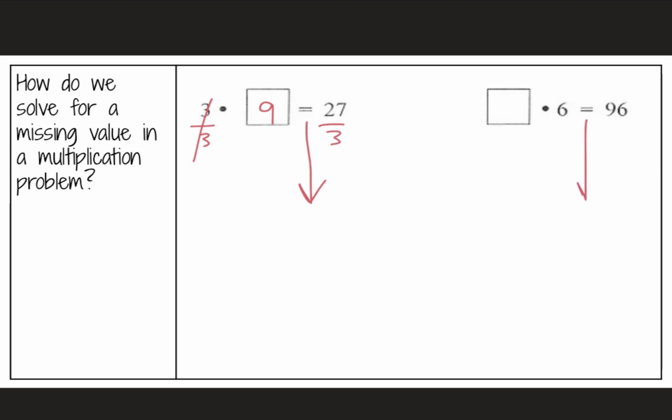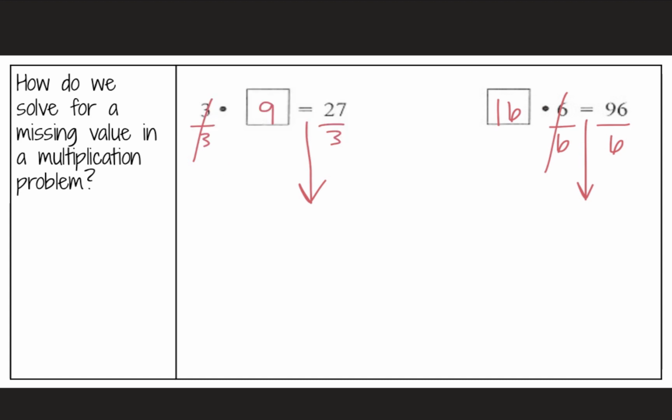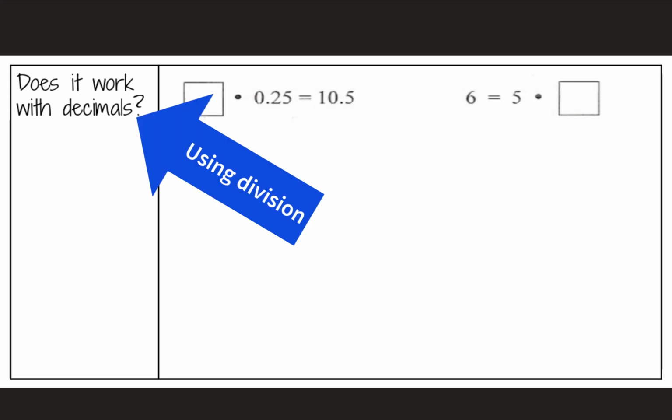How about over here? Something times 6 is 96. How would you figure out what that something is? Well, you would take 96 and divide it by 6. 96 divided by 6, what is that? 16. So how do you solve for a missing value in a multiplication problem? You use the inverse operation, which is division. Now hold on to that. Remember that. Does it work the same for decimals? It being using division to solve for an unknown.